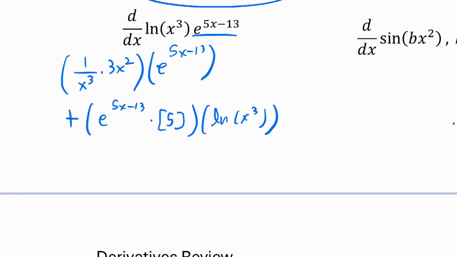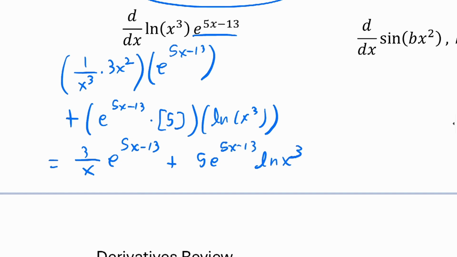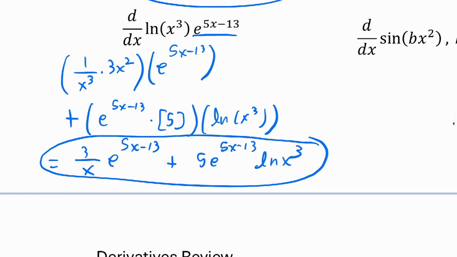So all in all, this first term right there simplifies to 3 over x. And then you can just multiply that by e to the 5x minus 13. Then we're going to add 5 times e to the 5x minus 13 times ln of x cubed. There you have it, guys. There's that derivative.